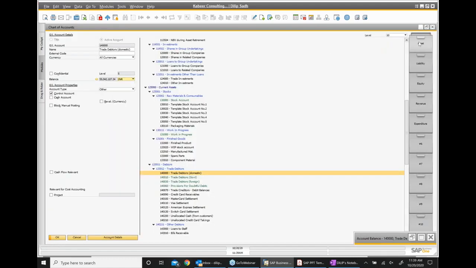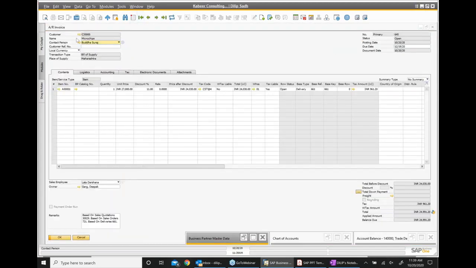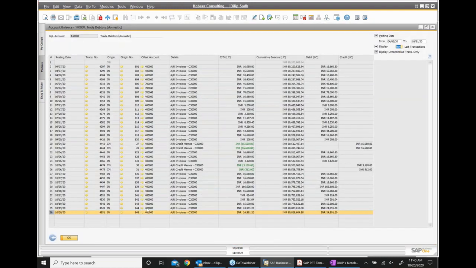So let me close this, close this, close this. This is my customer invoice. In this customer invoice, after the discount it is 24,330. And you see here 24,991.20. Now this entry automatically happens in this control account or reconciliation account. This happened, origin document is 645.